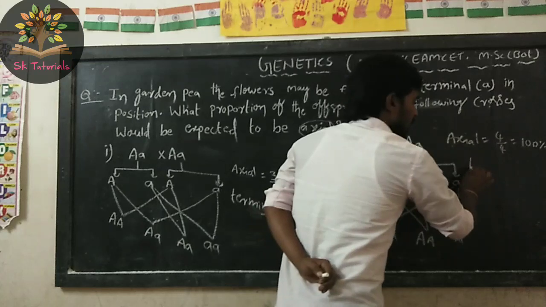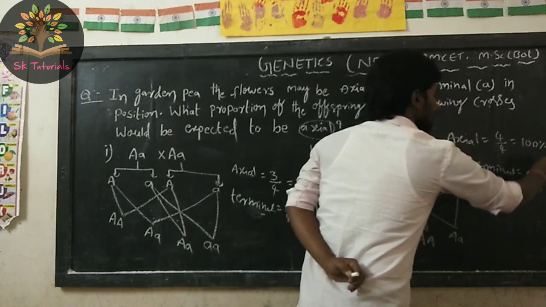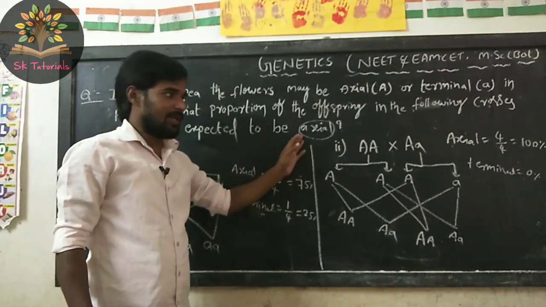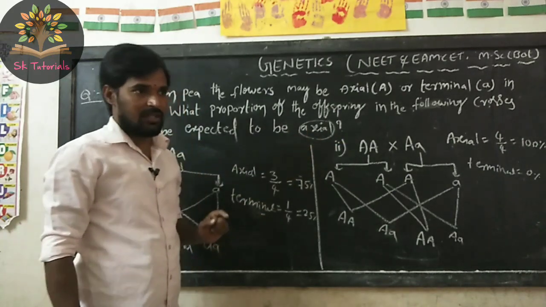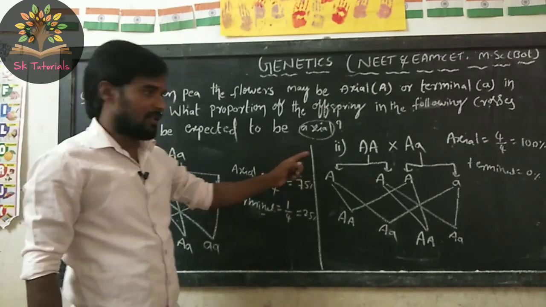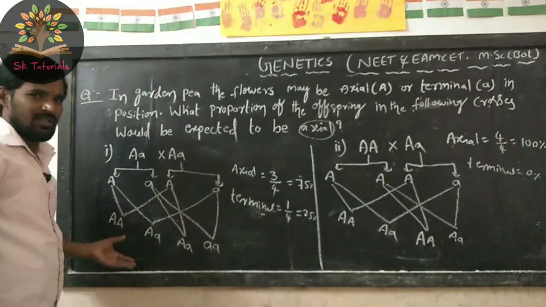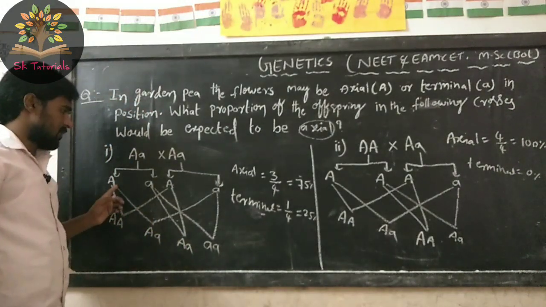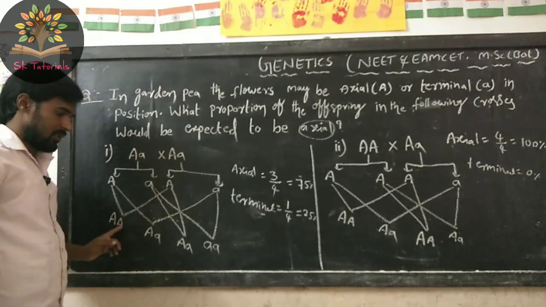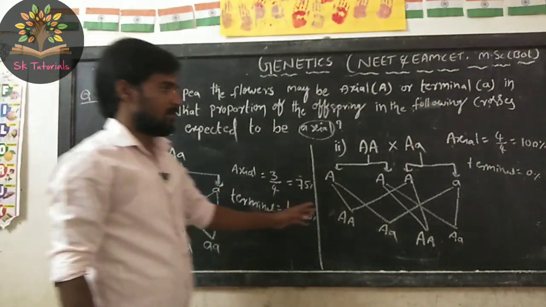So terminal plants are 0%. If we ask about the axial plant proportion, the answer is 100%. If we ask about the terminal plant proportion, the answer is 0%. So this is the answer. This is a simple logic. First, we have to separate the gametes. By using the gametes, we have to cross them. After that, we have to find out the proportion. This is a simple logic.